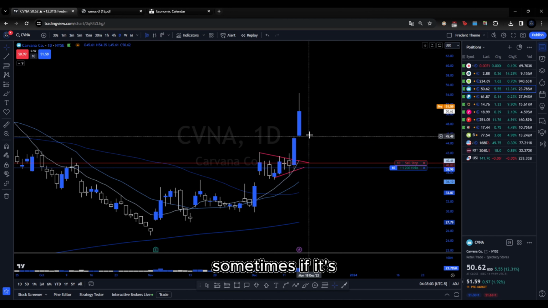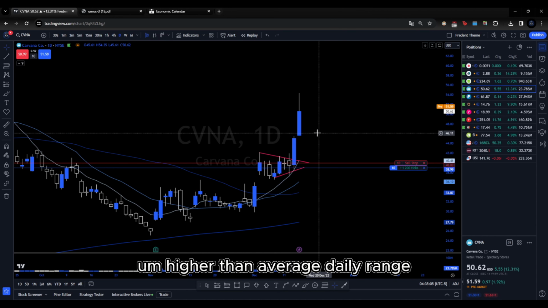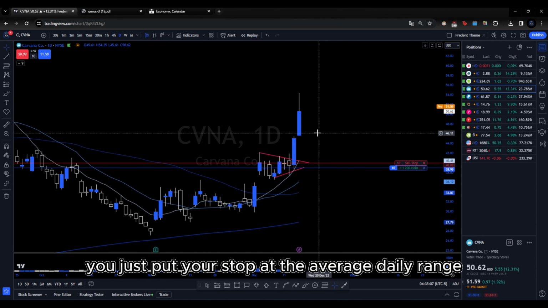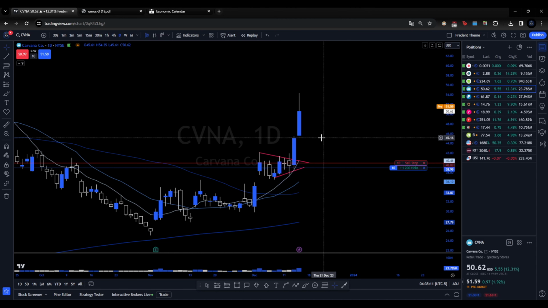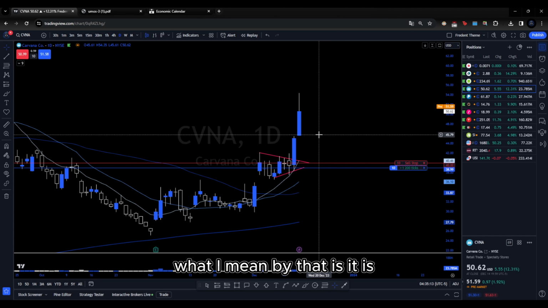Sometimes if it's higher than the average daily range, you just put your stop at the average daily range and then let it sit there. What I mean by that is, for example, if Carvana breaks out with a 20% breakout, I'm not going to put a 20% stop loss. I'm going to put whatever the daily average range is as my stop.